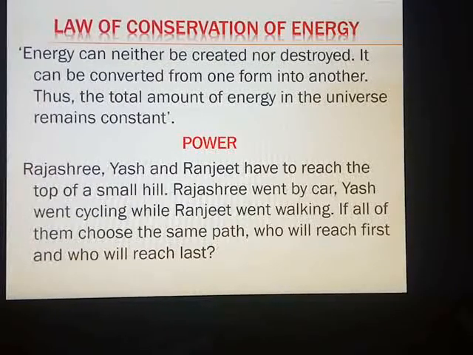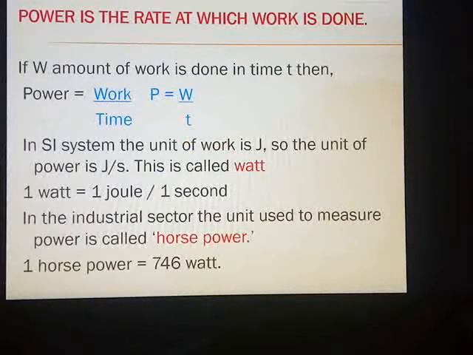In this case, Rajashri will reach first because she has made use of a car, whereas the second person to reach is the one who is cycling, and Ranjit will be the one to reach last. So depending on this example, you can define power. Power is the rate at which work is done. The amount of work was the same, that is reaching the top of the hill. The path followed was also the same, but the time taken by each one of them was different.